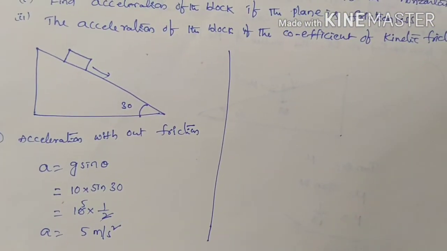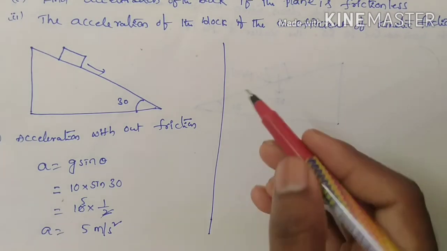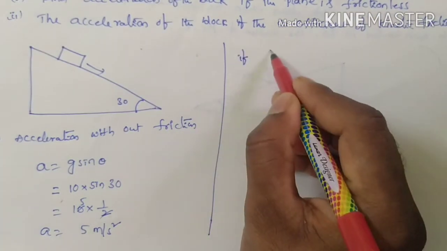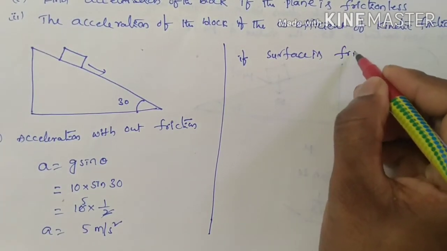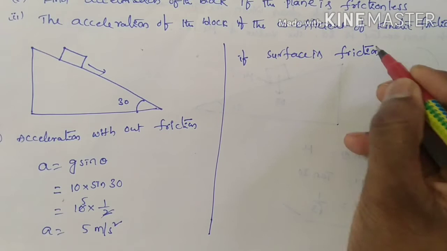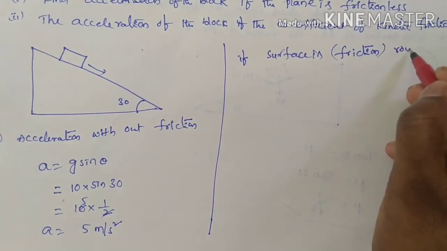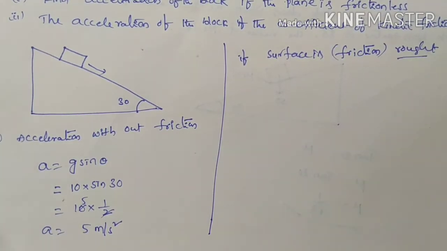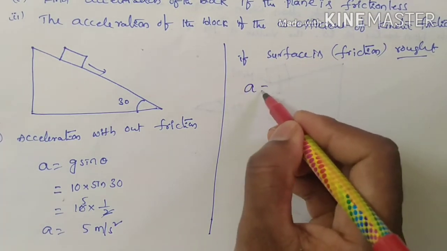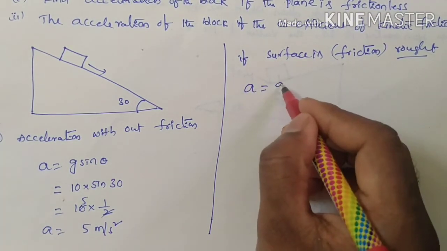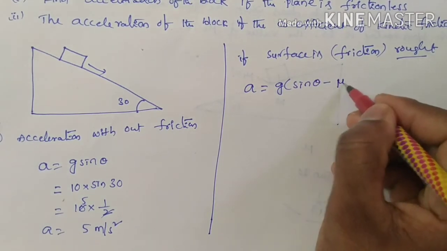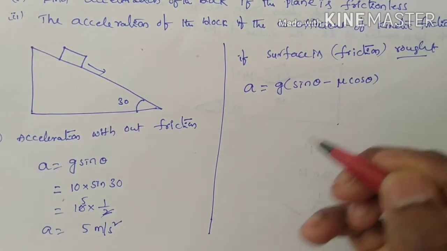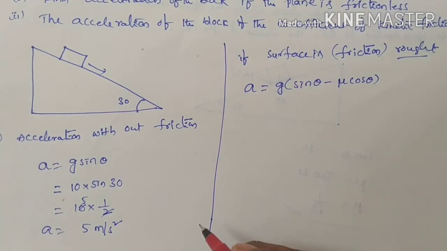Next, condition number 2. If the surface is frictional or rough, there is a formula for acceleration. Acceleration a is equal to g into sin theta minus mu cos theta. This is the formula for acceleration while a block slides on a rough surface.